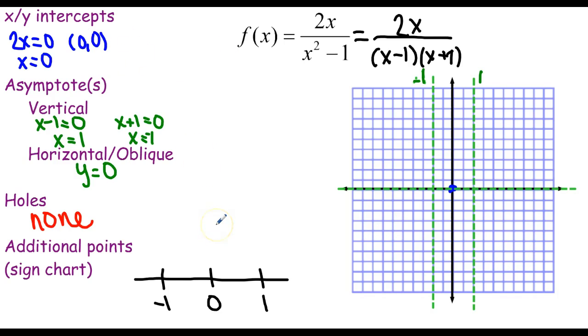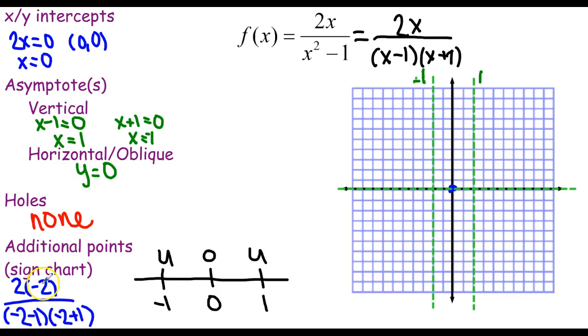All right, now I need to fill out my sign chart. First off, we know that at negative 1 it's undefined. At 0, I'm looking at 0. And at 1, it is also undefined. Now, looking to the left of negative 1, maybe I'll pick a point like negative 2. I'm going to plug negative 2 into my original function. So I have 2 times negative 2, all over (negative 2 minus 1)(negative 2 plus 1).